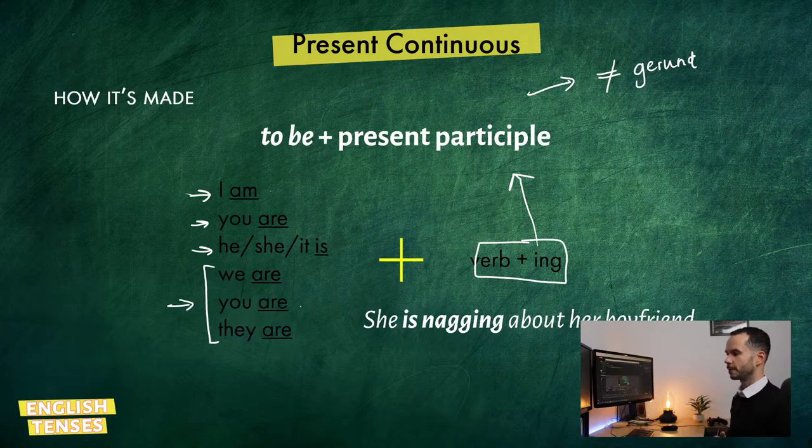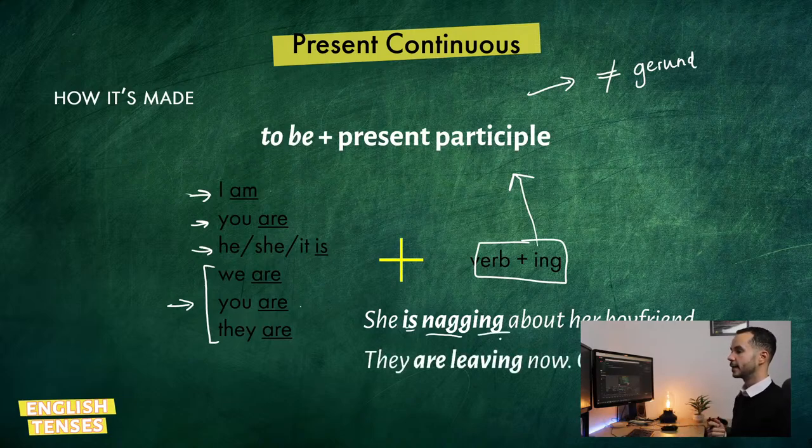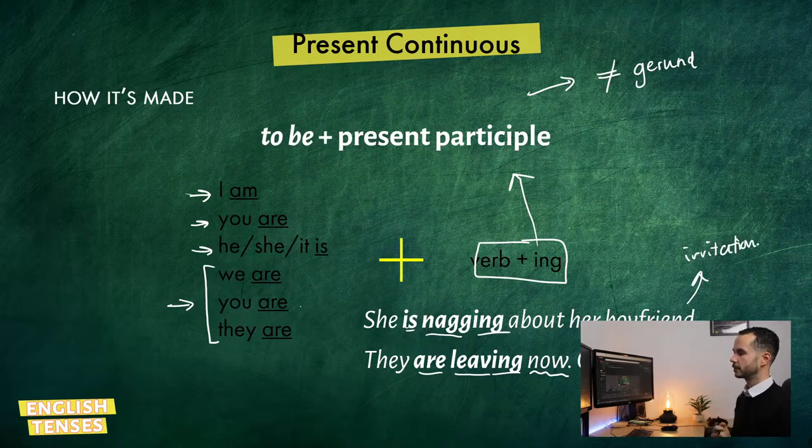Here are some examples. She is nagging about her boyfriend. Is is to be plus verb plus ing for nagging. They are leaving now. Go say goodbye. Are is to be plus verb leave plus ing. Are leaving now. And you see that it's happening now because we have the word now. This would be an example of the irritation use of present continuous. So she is nagging about her boyfriend is irritation. They are leaving now, go say goodbye is something that's happening now.